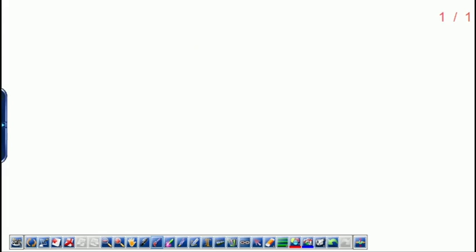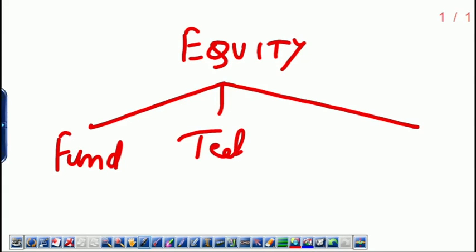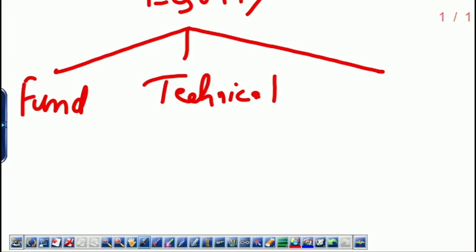Just one second. If you want, you can note it down. When we talk about equity, I can divide it into three. One is fundamental, second is technical, and the third is side topics.